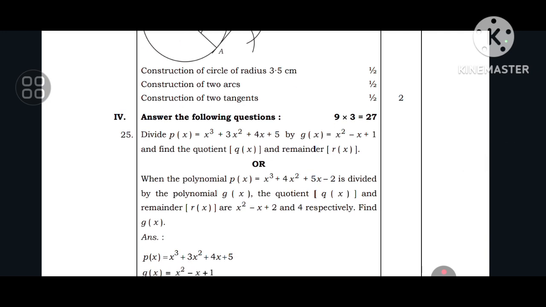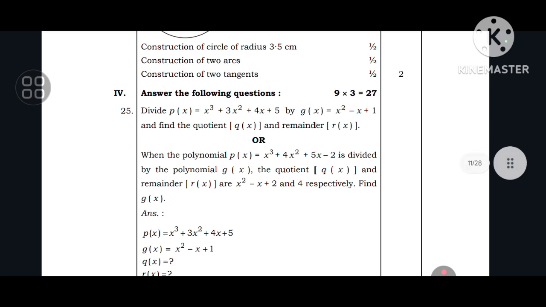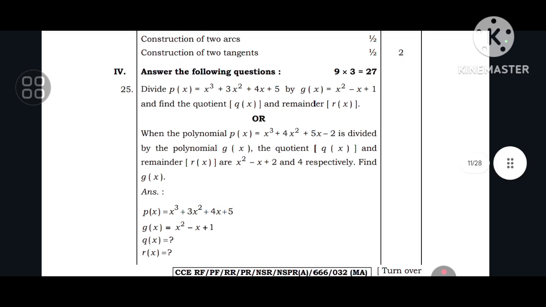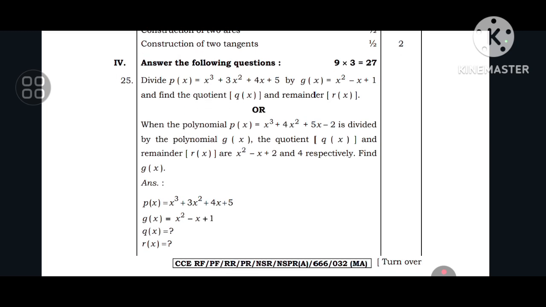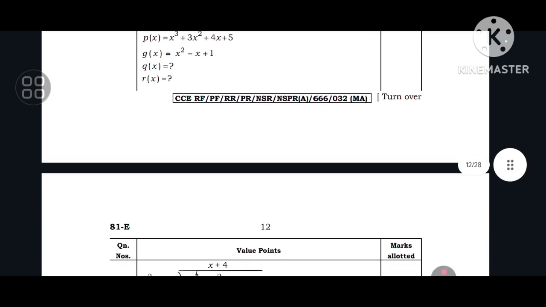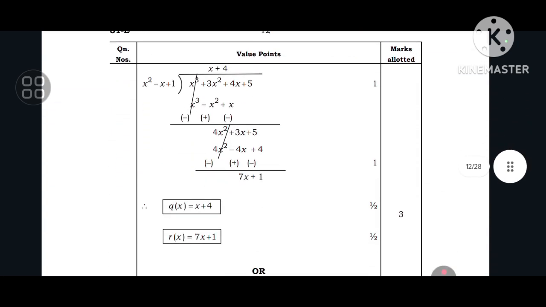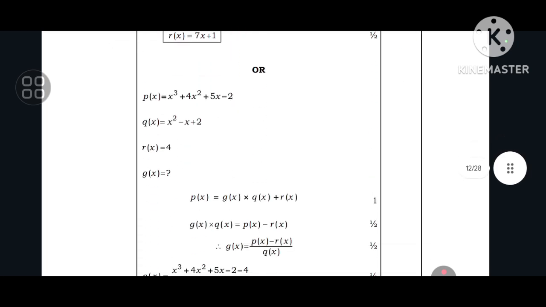Coming to the question, polynomials, divide p of x. This type of question they ask repeatedly for 3 marks. You should practice this type of questions. The question number will not be changing. If you refer to 5 to 3 question papers from previous years, you can score good marks from this chapter, polynomials. Coming to the solving, how they are solved, you can refer to this for your solving. I will scroll now.